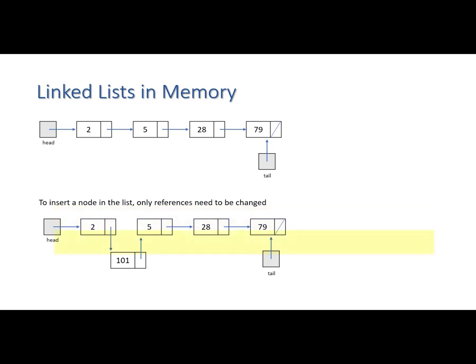Let's take a look at what memory might look like for a linked list. The first example shows nodes that are linked together by references. The second example shows how easy it is to insert a 101 after the first node in the list. Notice that the only change is that the reference from the first node has changed to reference the new node, and the new node now references what the first node referenced prior to the insertion.